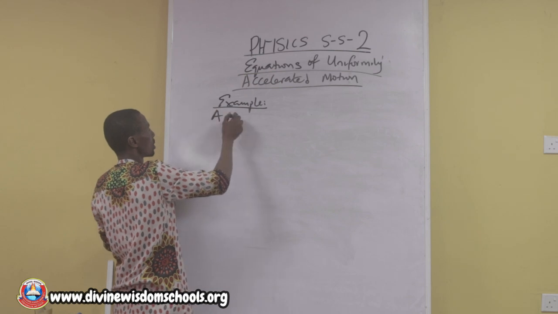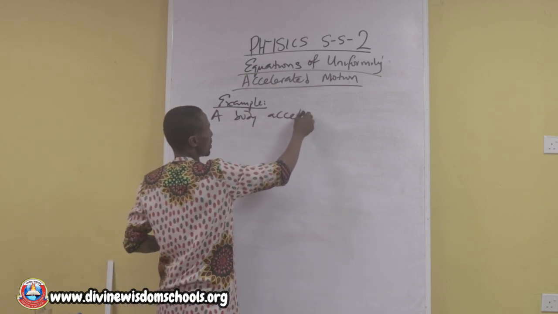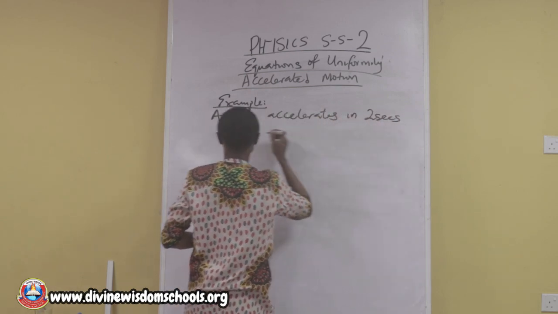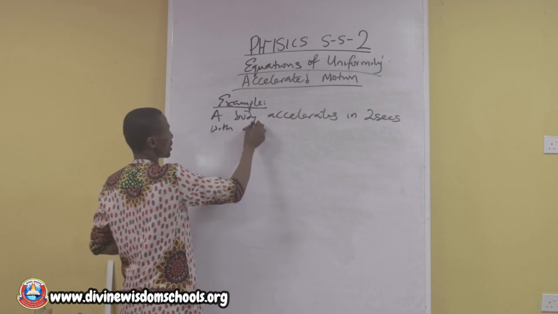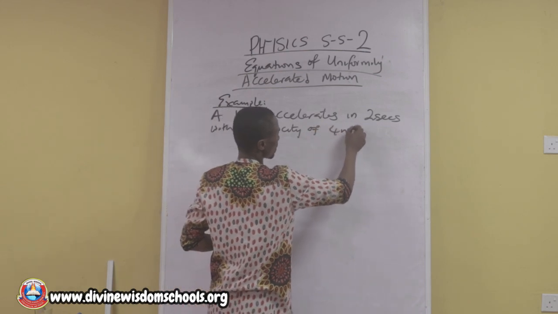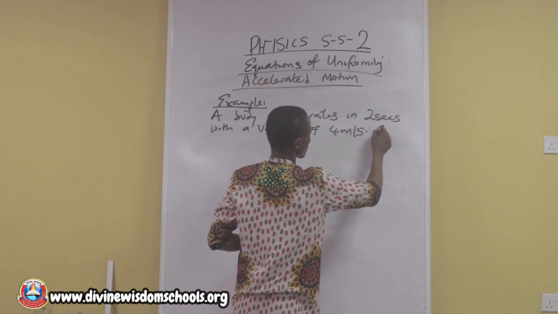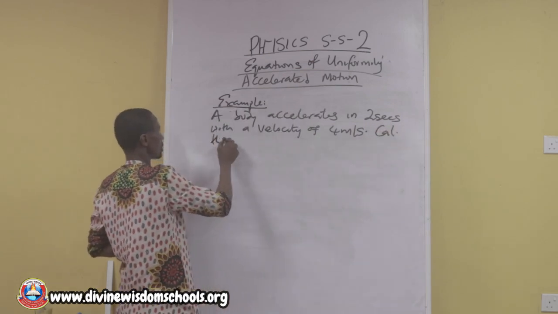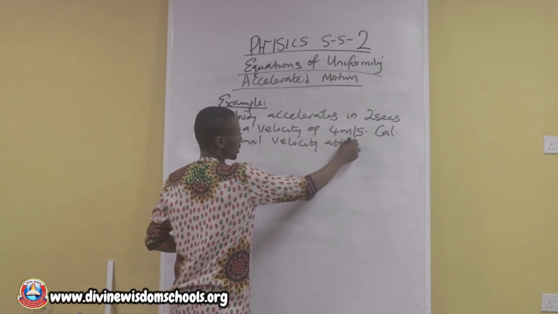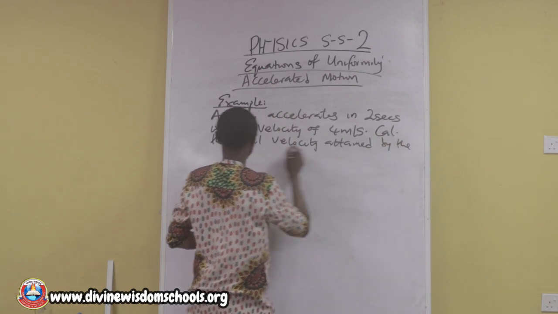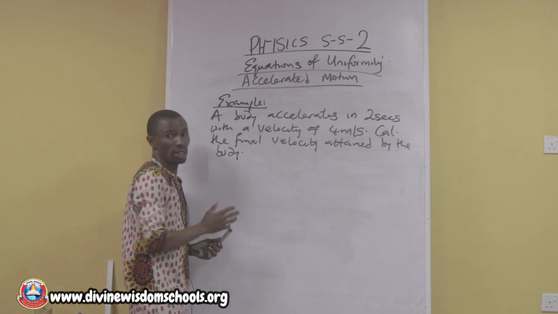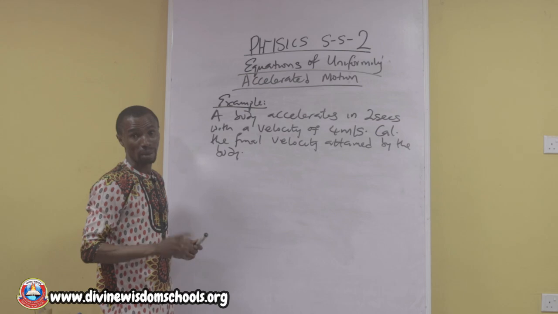Example. A body accelerates in 2 seconds with a velocity of 4 meters per second. Calculate the final velocity attained by the body. Now, in physics, solving any question, the first thing is to bring out the parameters.